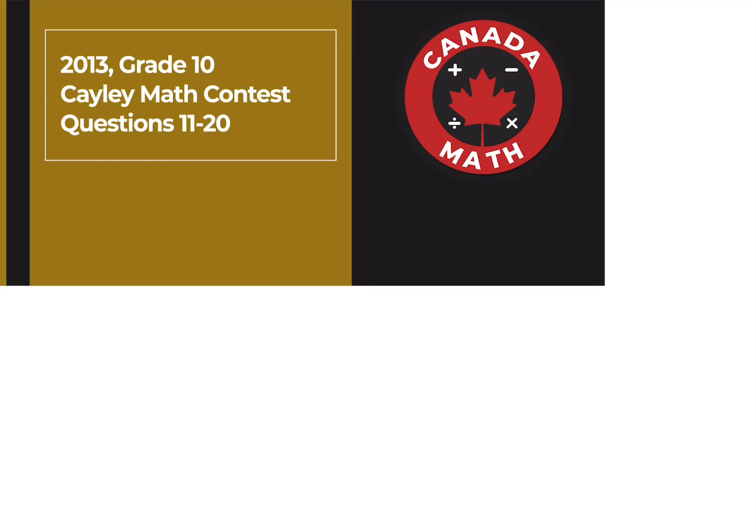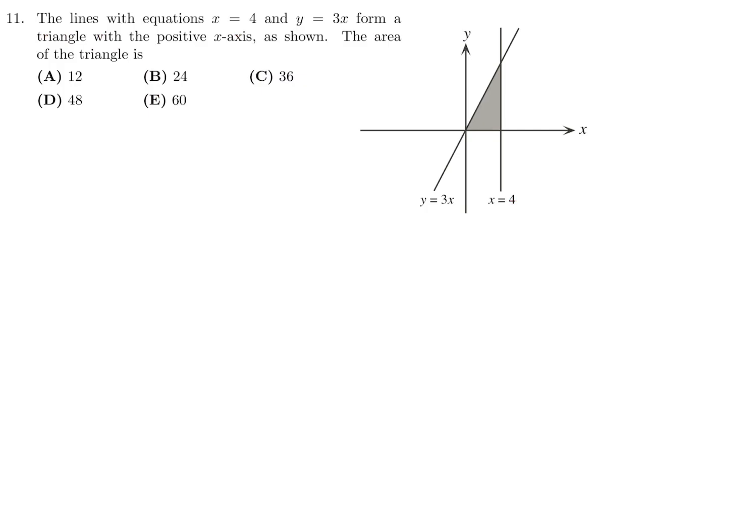Questions 11 through 20 on the 2013 Grade 10 Cayley Math Contest. The lines with equations x equals 4 and y equals 3x form a triangle with the positive x-axis as shown. The area of the triangle is, well, the area of any triangle is 1/2 base times height. And let's see what we can find for the base and the height in this triangle that's shaded.